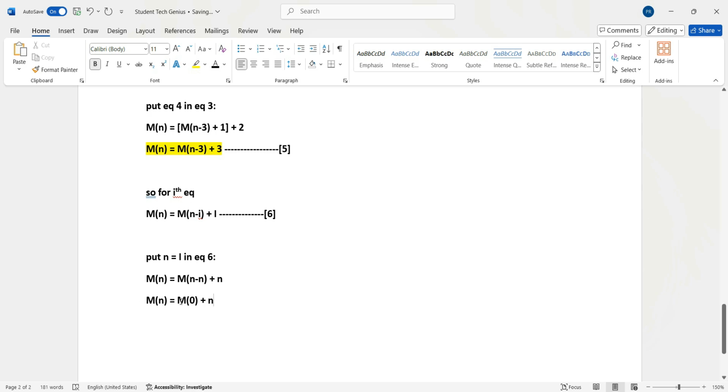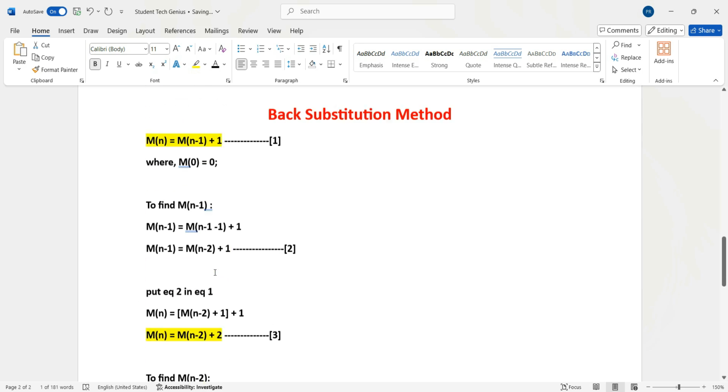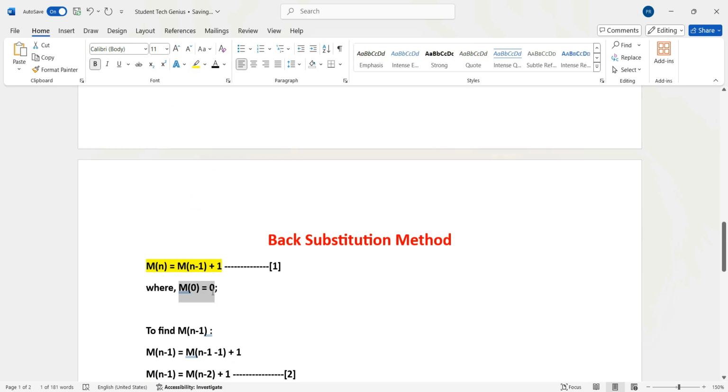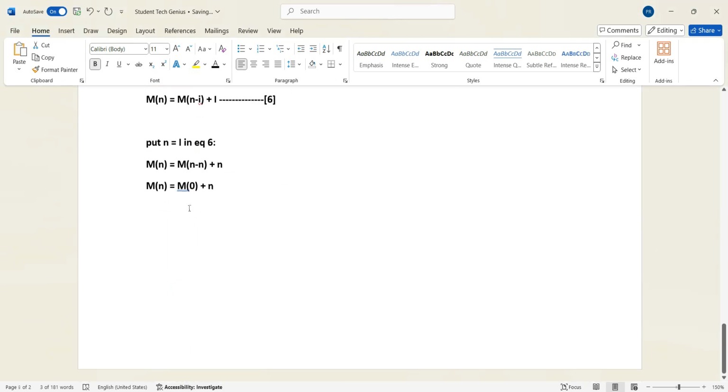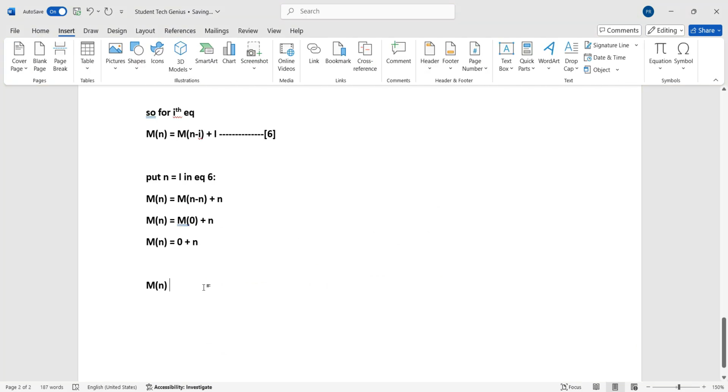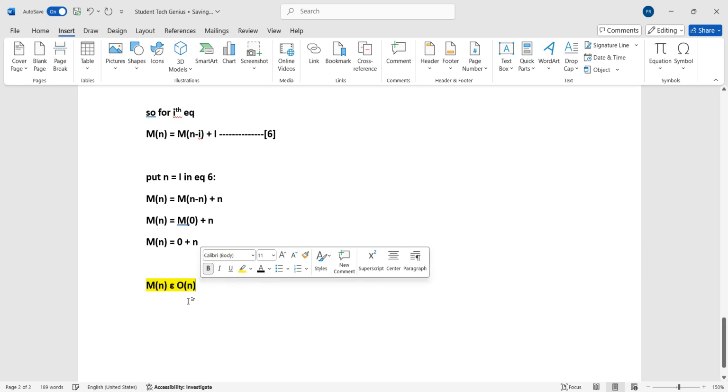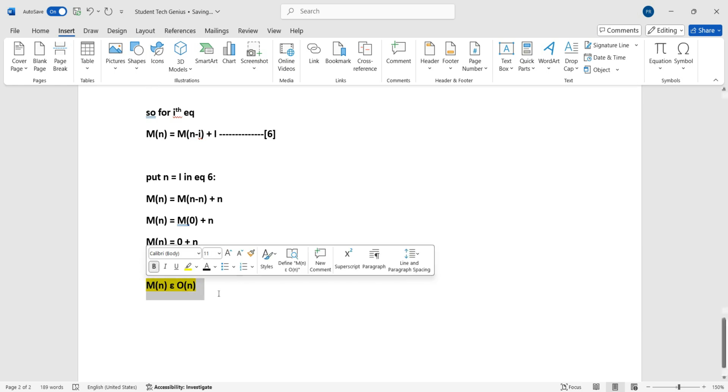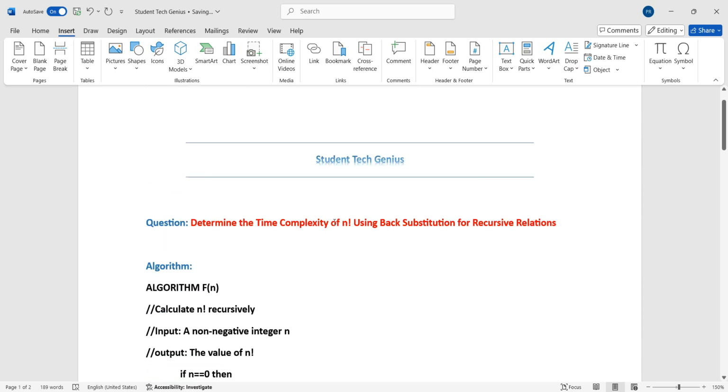Now we know that m of 0 is the initial condition we have been given. So m of 0 is 0. So we will put m of n equal to 0 plus n. So what we get is m of n belongs to big O of n. So this is the time complexity we have. This is the running time complexity we have got for the factorial of n.